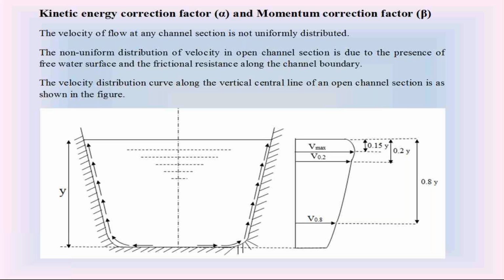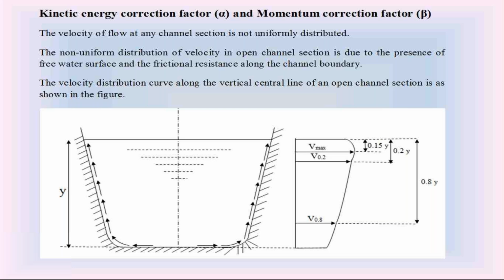Alpha is called the kinetic energy correction factor. Alpha into the kinetic energy of water flow in the open channel by using the mean velocity. So that is the relation between the actual kinetic energy, the kinetic energy correction factor alpha, and the kinetic energy by using the mean velocity of water flow.